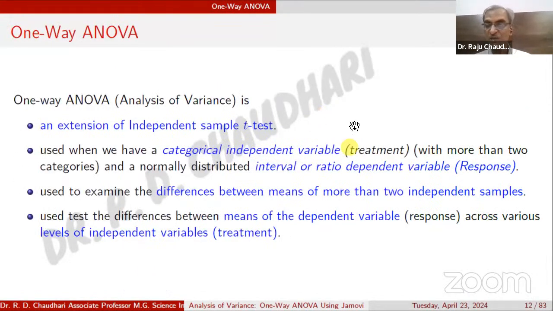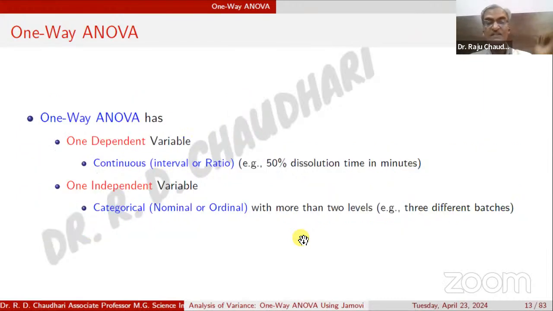Okay. So we have an independent categorical variable and a normally distributed dependent variable, which is either interval or ratio. In general, we call it a continuous variable or a scale variable, right? That is known as the response variable. And what is the purpose? It is used to examine the difference between the means of more than two independent samples. For more than two independent samples, if you want to check whether there is any significant difference between the means, we can go for ANOVA. So this is how we can use the analysis of variance technique, right?